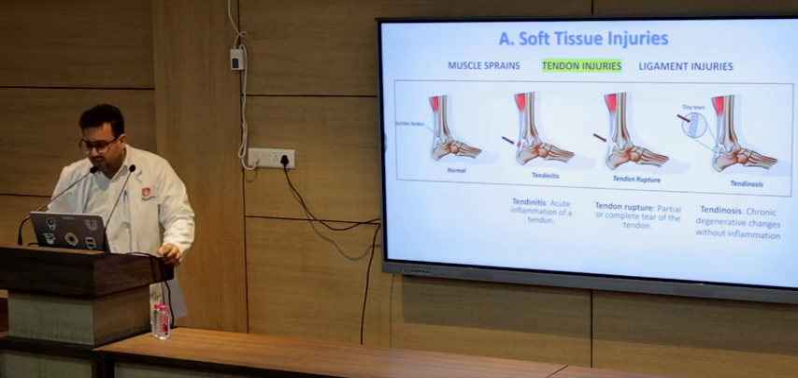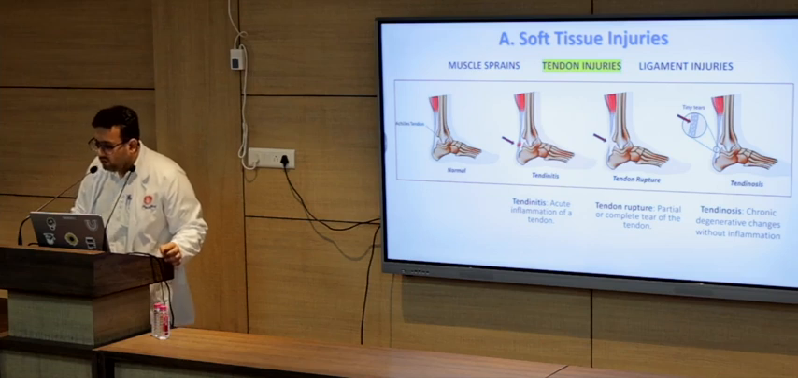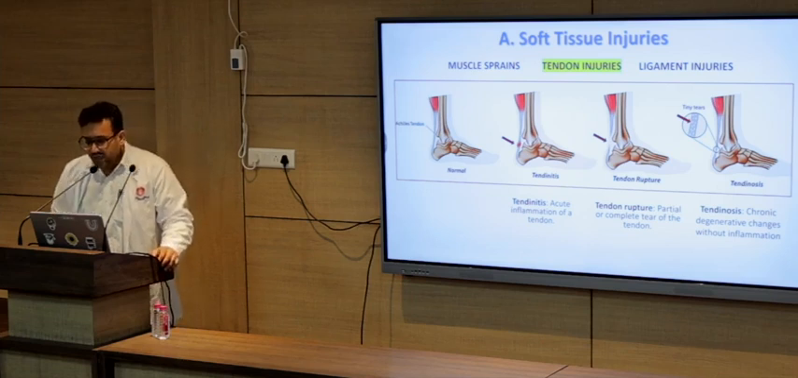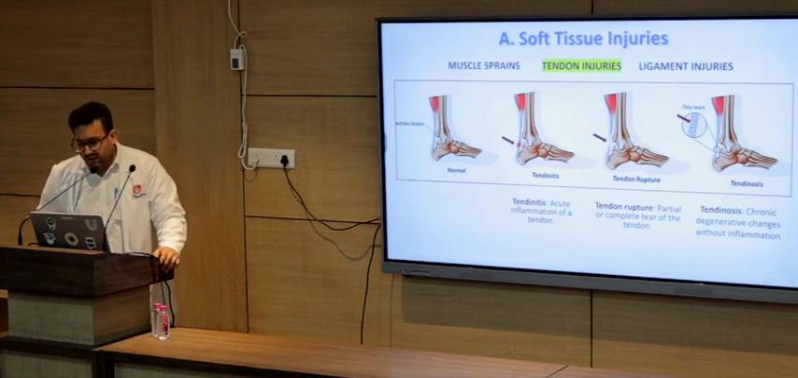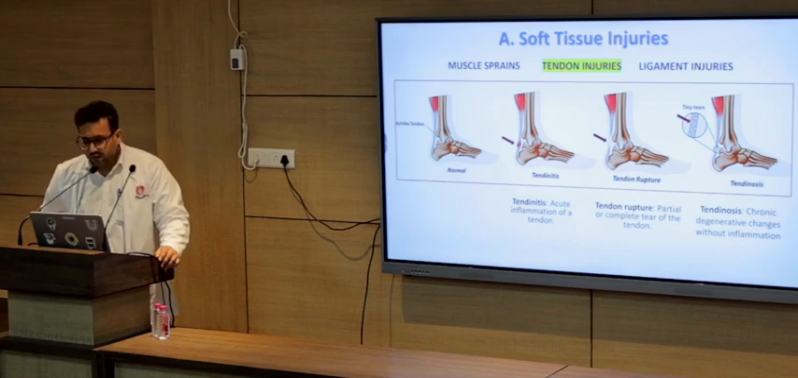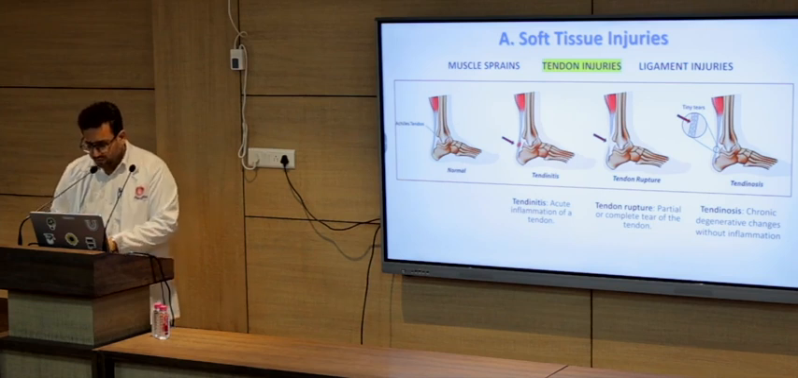In tendinitis, the tendon becomes inflamed or swollen. It occurs suddenly after overuse or injury. In tendon rupture, the tendon is torn either partially or completely. While tendinosis is a long-term problem. As the tendon wears over time, the tendon may not be swollen, but is often very weak and damaged.